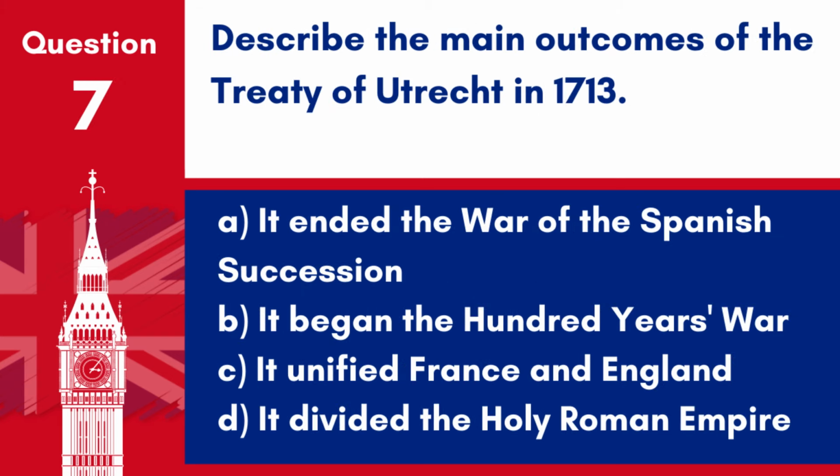Question 7. Describe the main outcomes of the Treaty of Utrecht in 1713. A. It ended the War of the Spanish Succession. B. It began the 100 Years' War. C. It unified France and England. D. It divided the Holy Roman Empire.